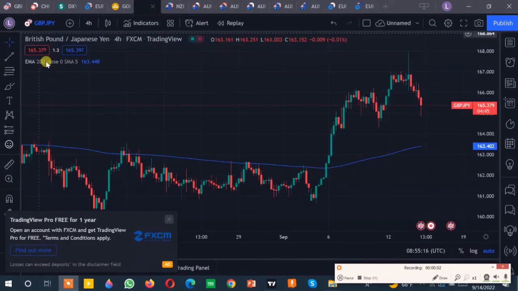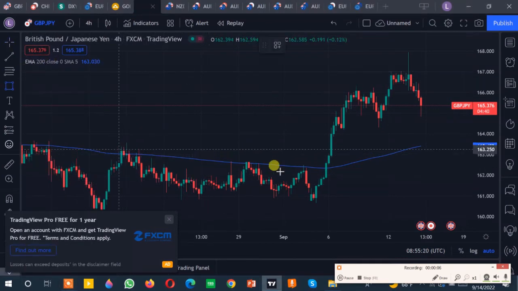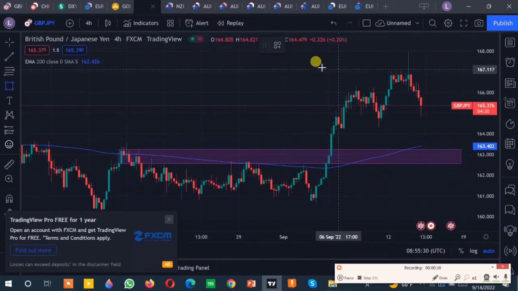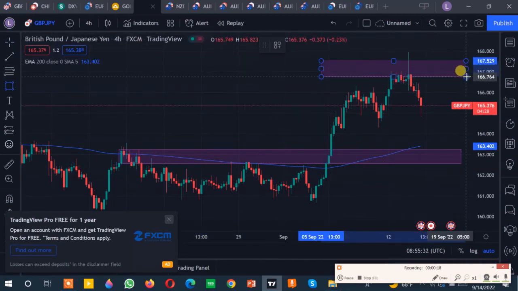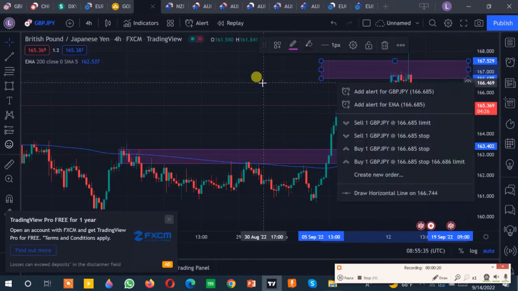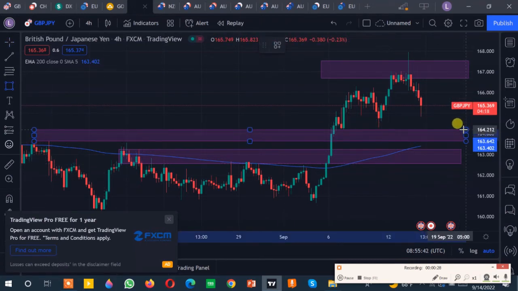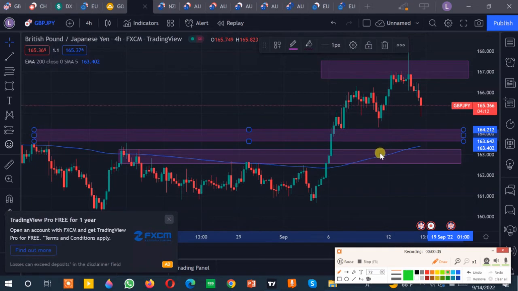It is a GBP JPY pair. From this pair we make a support area. It's the support area, previous resistance, now making a support. It is also a good resistance, a recent high price. It is also support now. It is the 200 EMA.